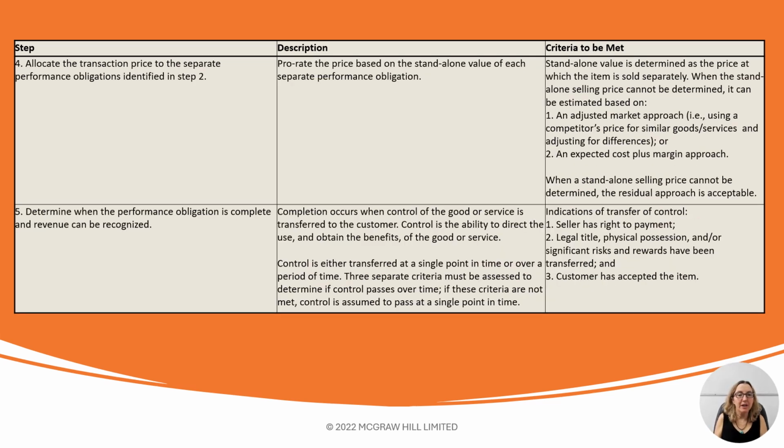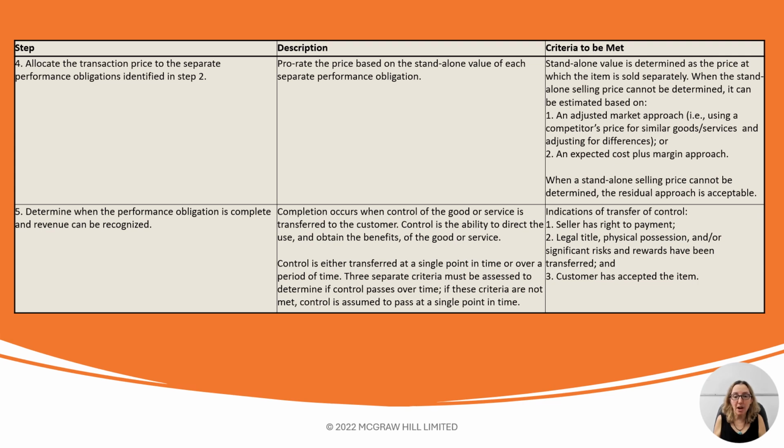So step 4 is to allocate the transaction price to the separate performance obligations that you've identified in step 2. And so what you're going to do is prorate the price based on the standalone value of each performance obligation. And there's different ways you could figure that out. And so the criteria for the standalone value is basically the price at which each item would be sold separately.